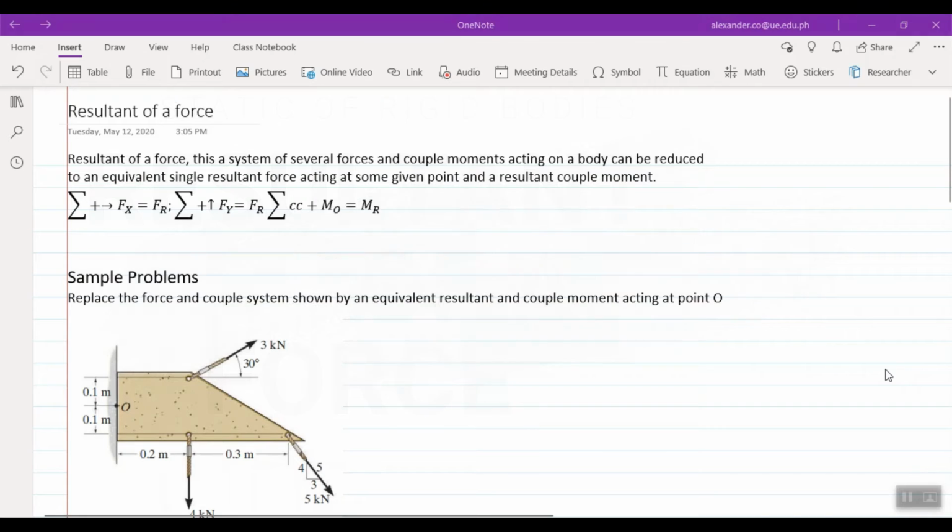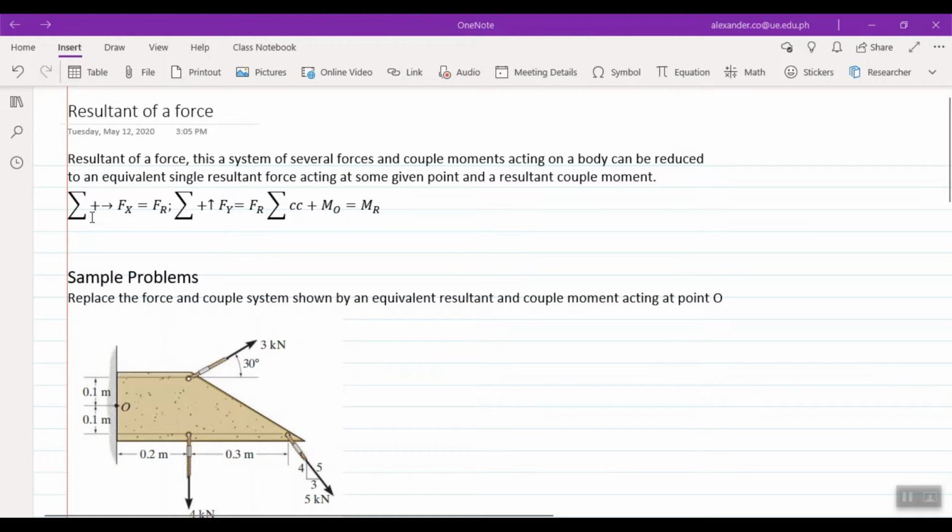Topic for today, resultant of a force. So resultant of a force, just let me read this one. This is a system of several forces and a couple of moments acting on a body that can be reduced to an equivalent single resultant force, acting at some given point, and a resultant couple moment. So the mathematical equation will be just like this.